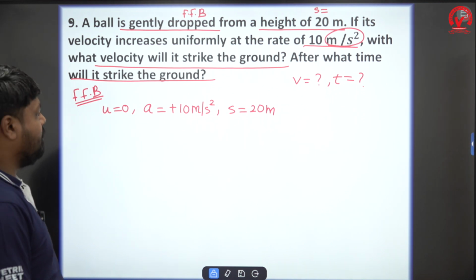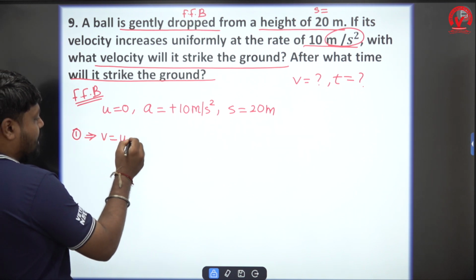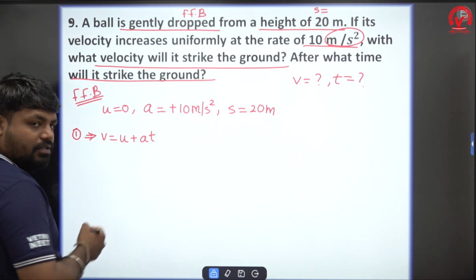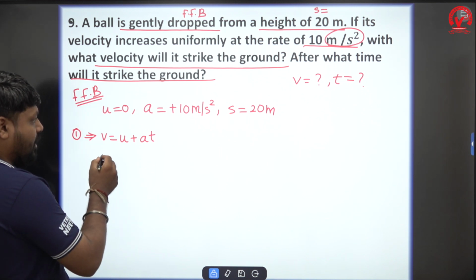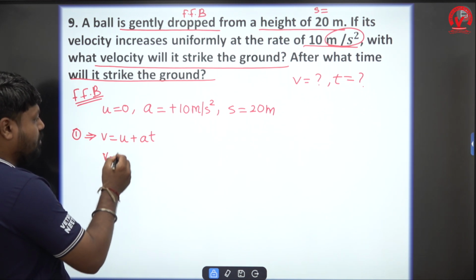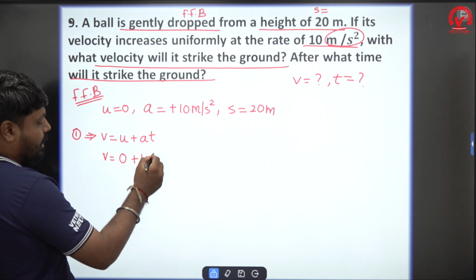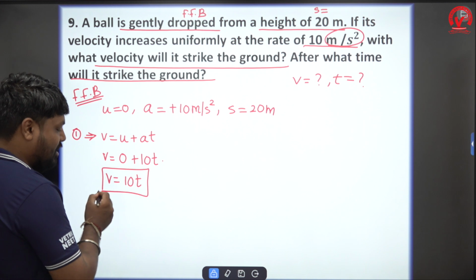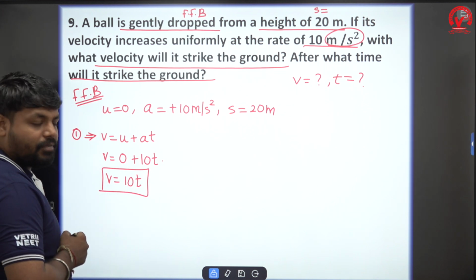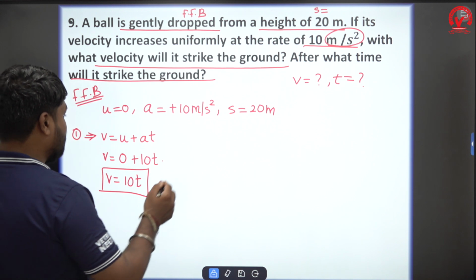First, what do you have to find? The first equation is v is equal to u plus at. Very good. Here u becomes 0 and a is plus 10, so v is equal to 10t. To find the velocity, you should know how much time it travels. So for the time, we can use the second equation.